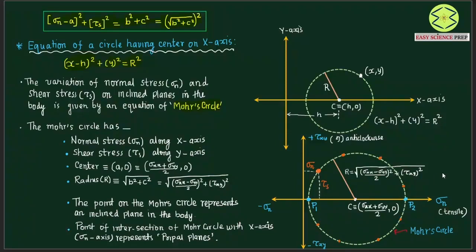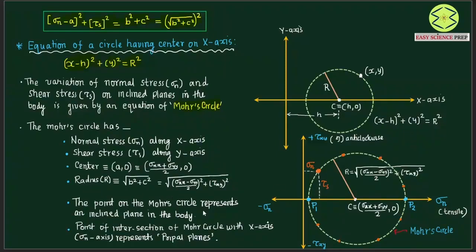This way we can understand that the variation of stresses in the body can be represented by an equation of a circle having its center on the x-axis. This circle is called the Mohr circle. The Mohr circle represents the variation of normal and shear stress on inclined planes in the body. If you change the planes in the body, how the normal and shear stresses vary is shown by it. Normal stress is represented along the x-axis, shear stress along the y-axis. The center of the Mohr circle is at the point (sigma x plus sigma y)/2, 0. The radius of the Mohr circle is given by this expression.